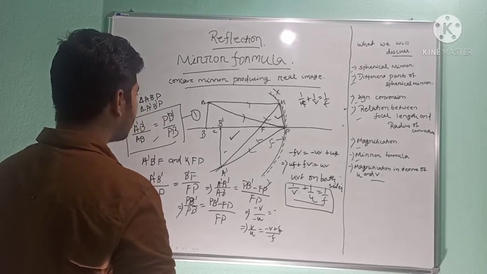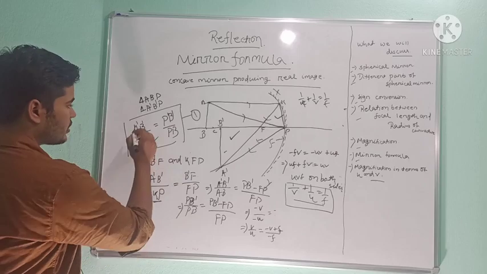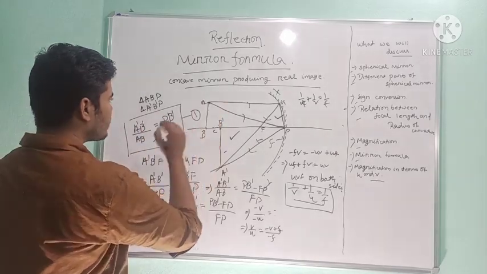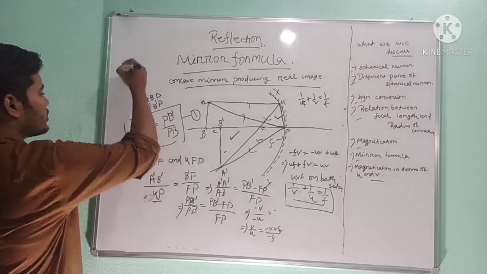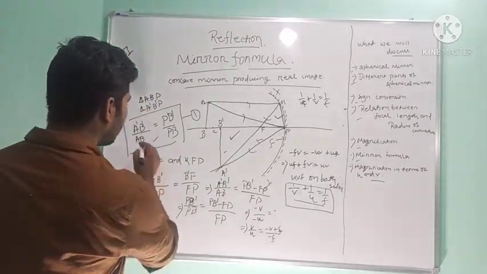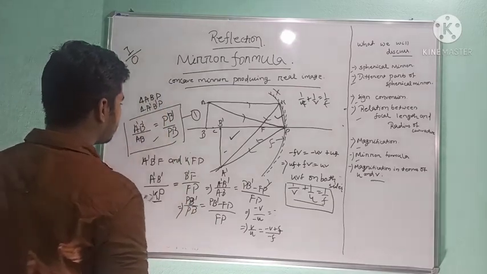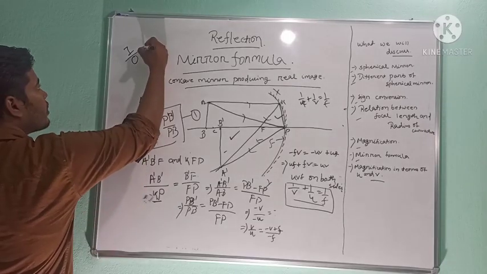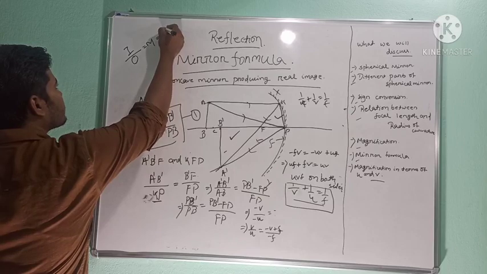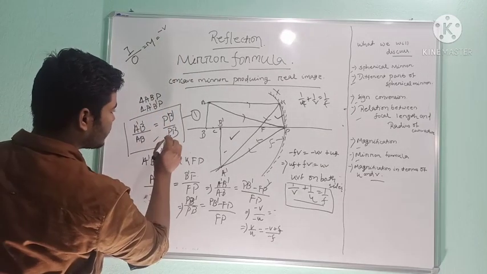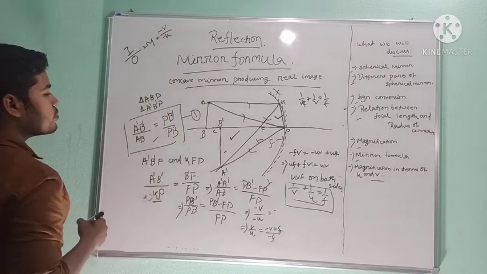Next, what is the magnification of that object? A'B' is the height of the image, and AB is the height of the object. So I/O is equal to magnification. So what is PB'? PB' is minus v. And PB is equal to minus u.